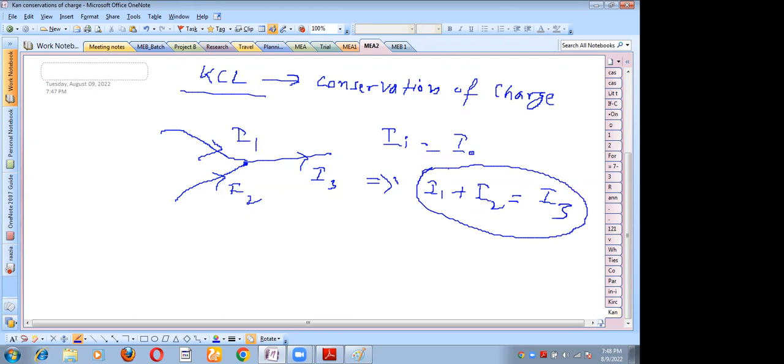Understood this one? So this is what KCL says. I'm not going into the definition. The definition is the algebraic sum of currents meeting at a point is zero. Understood this one? KCL, very easy.